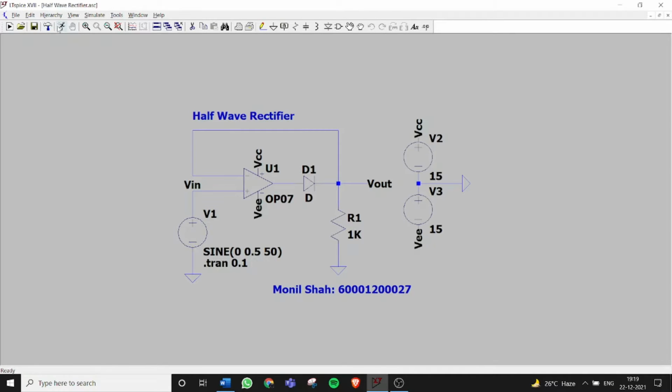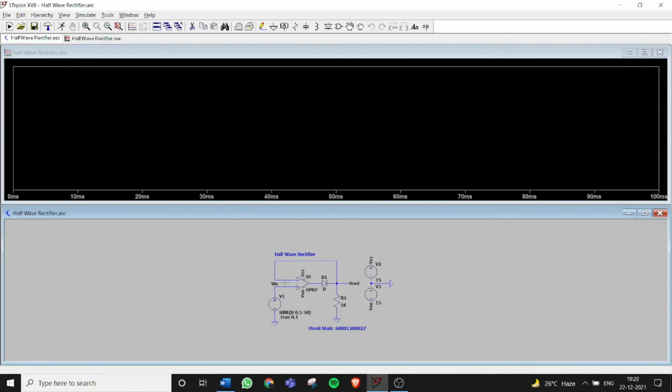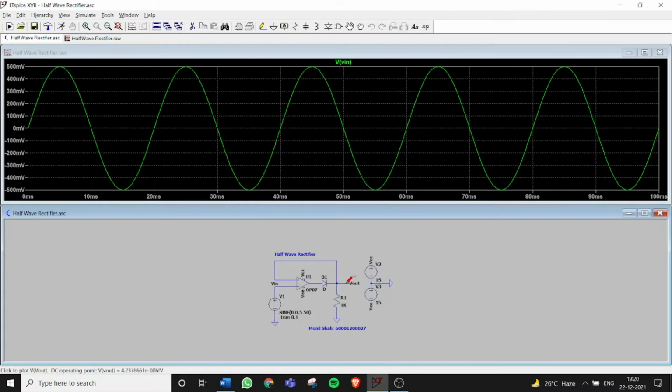So let's run this. Input, output. As you can see, only my positive half cycle is rectified. When the input becomes negative, the operational amplifier runs open loop as there is no feedback signal through the diode.